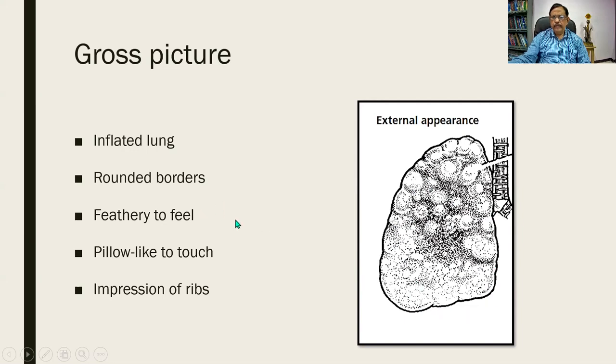If you were allowed to touch the lung, it would be feathery to feel and pillowy to touch. And because of the loss of elasticity, the impression of the ribs can be seen at autopsy. Inflated lung, rounded borders, feathery to feel, pillowy to touch, impressions of the ribs. Please remember this.